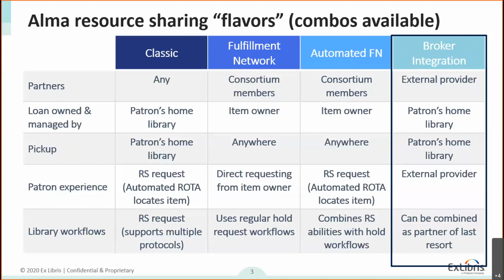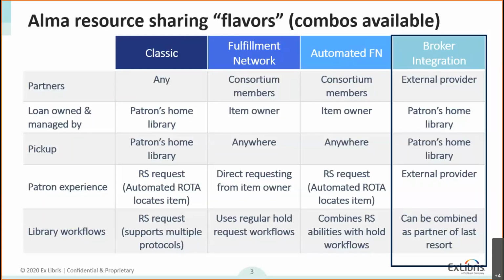So the patron's home library is actually the patron's email, so that the patron will be receiving an email from the Alma institution, that is the patron's home institution. We'll see an example of that later.